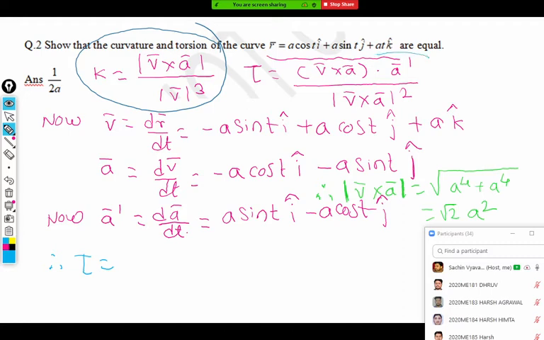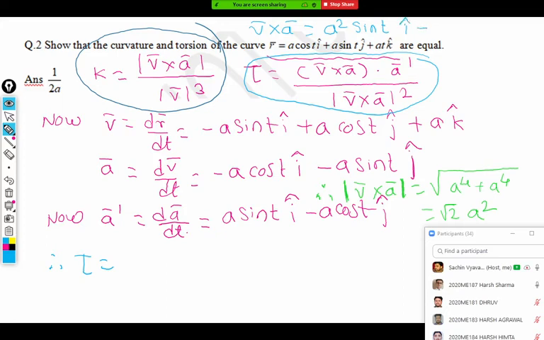tau is equal to, now we will use this formula. So v cross a vector. Oh, I erased that. Okay. So can anyone tell me what is v cross a vector? V cross a is equal to, yes, what will come? a square sin t i cap, minus a square cos t j cap, plus a square k cap. Correct, good. So this one is the v cross a vector.